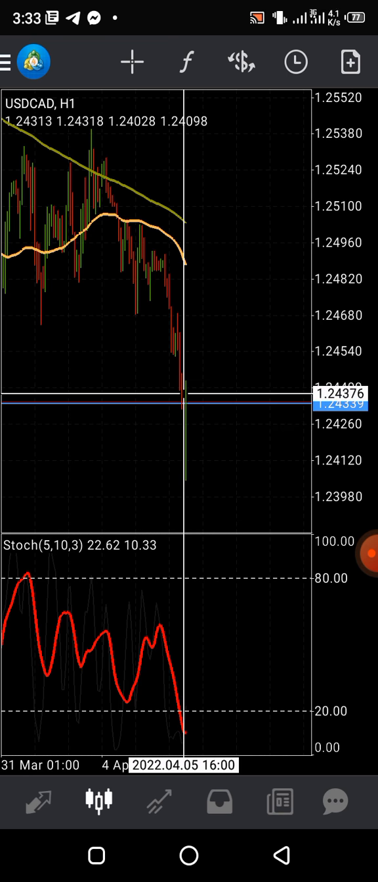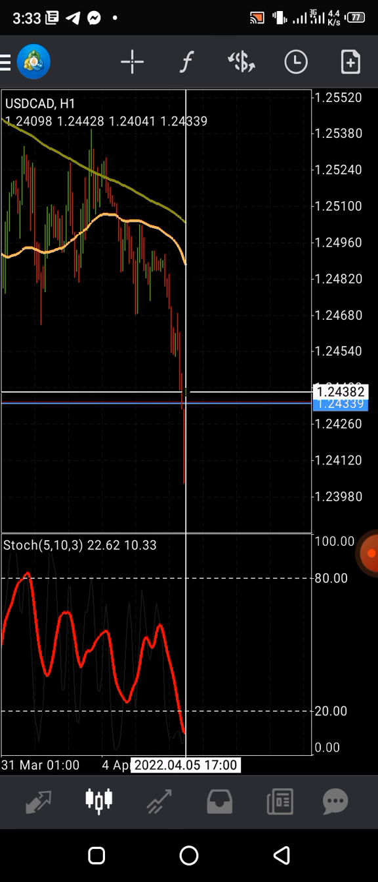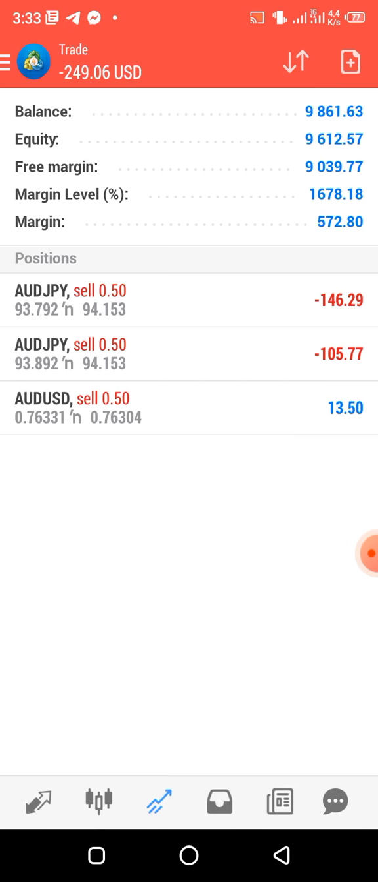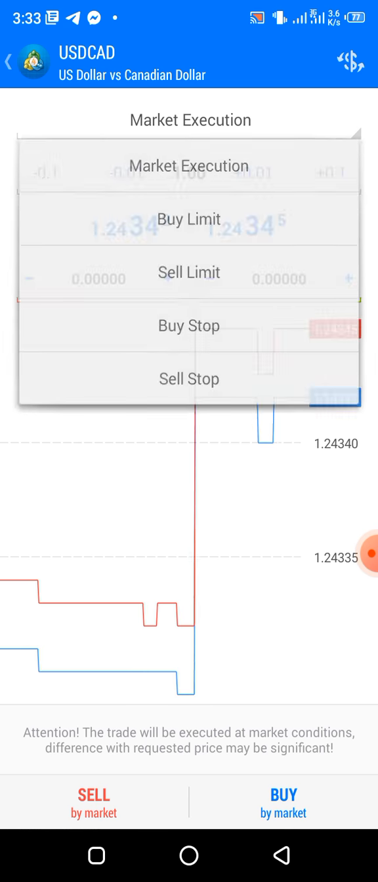Remember, a stop order is actually for a market continuation. You are expecting price to go in a certain direction in its continuation, and that's why you have to use that. So I'm going to pick this price, not too close to the current price, but somewhere here. Let's say 1.2438, let's use that on USD CAD. 1.2438 buy stop.